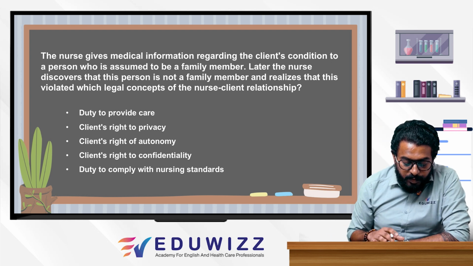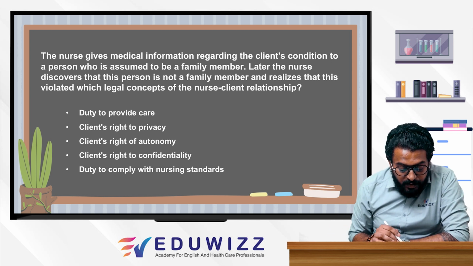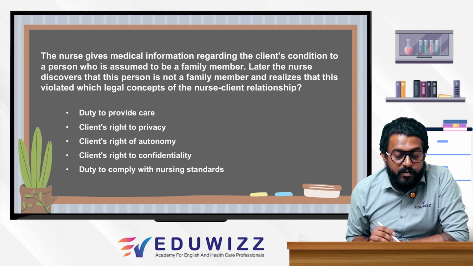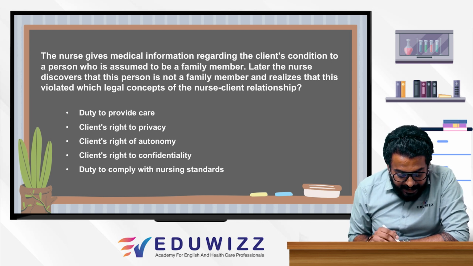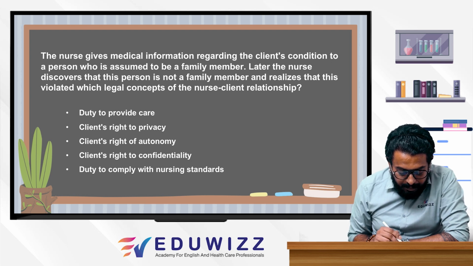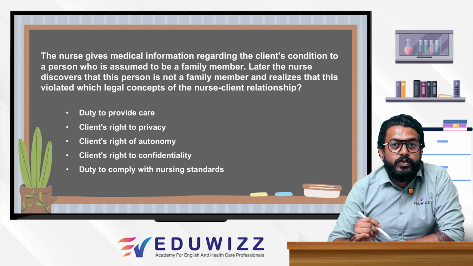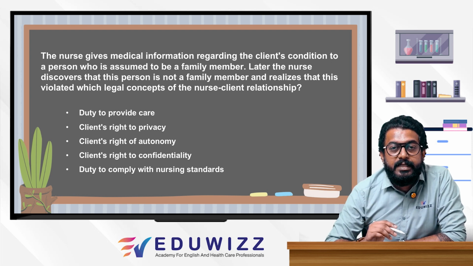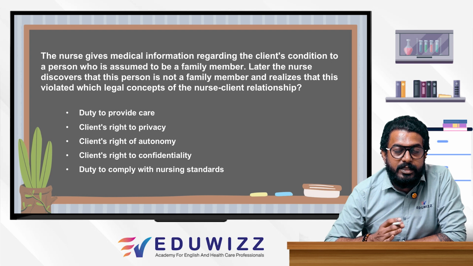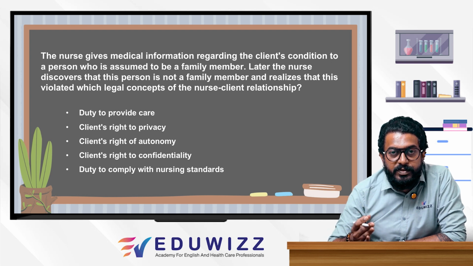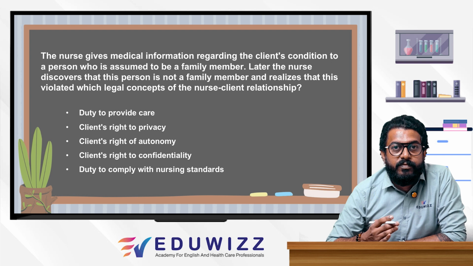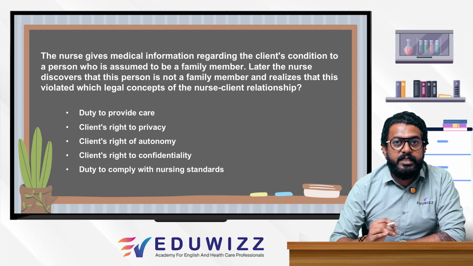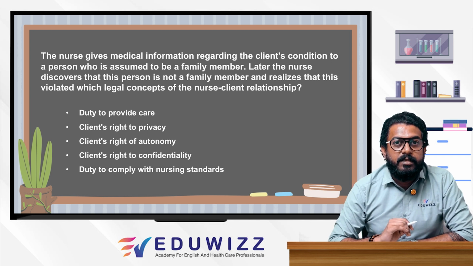So, what are the options? Let us see. There are 5 options. Usually there will be 4 options, but here there are 5: duty to provide care, client's right to privacy, client's right of autonomy, client's right to confidentiality, duty to comply with the nursing standards. As I said, the first thing which was violated is that the patient's personal information has been shared with someone outside of his family, who is not a family member of the patient. So, the first thing violated is confidentiality.